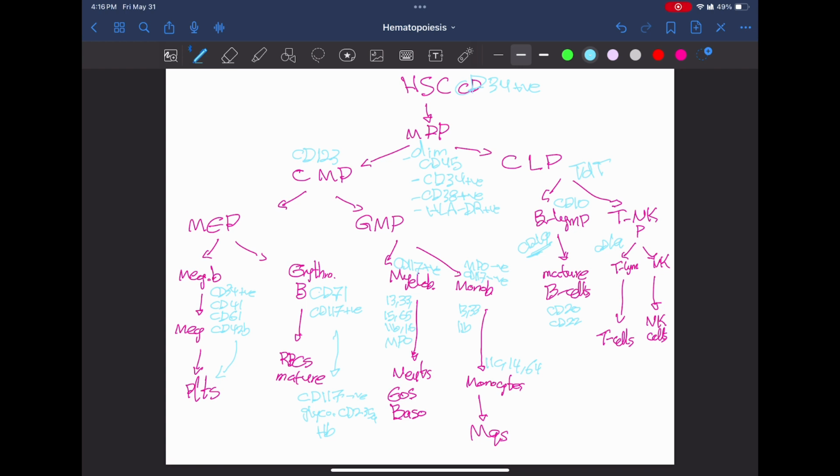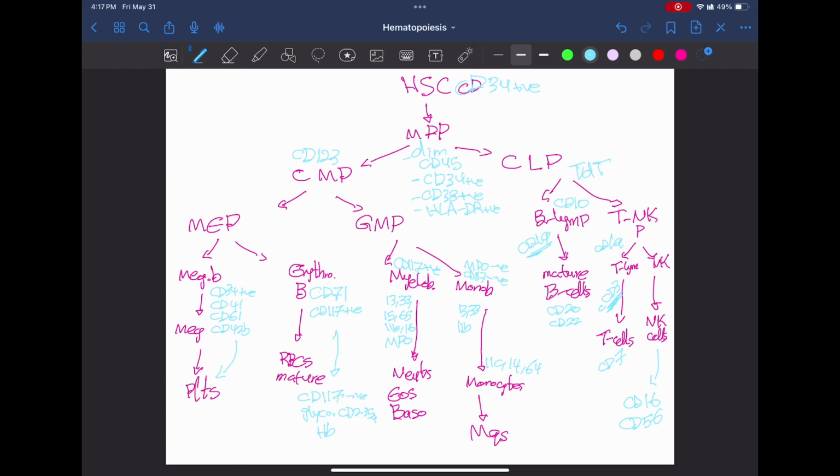Cytoplasmic CD3 is a common marker throughout T cell maturation. Another common marker in T cells is CD7. And then CD2, CD5, CD4, and CD8 can be variably expressed. But the most specific marker for T cell differentiation is cytoplasmic CD3. As for NK cells, these tend to be CD16 positive and CD56 positive.